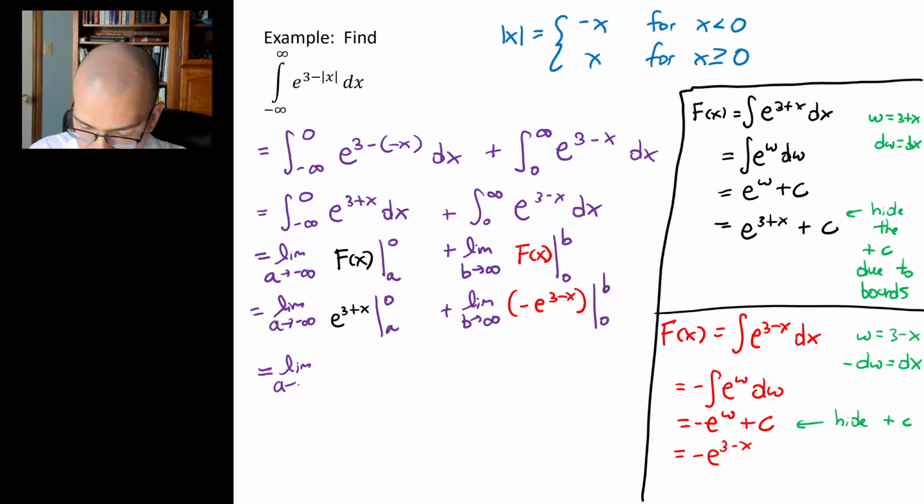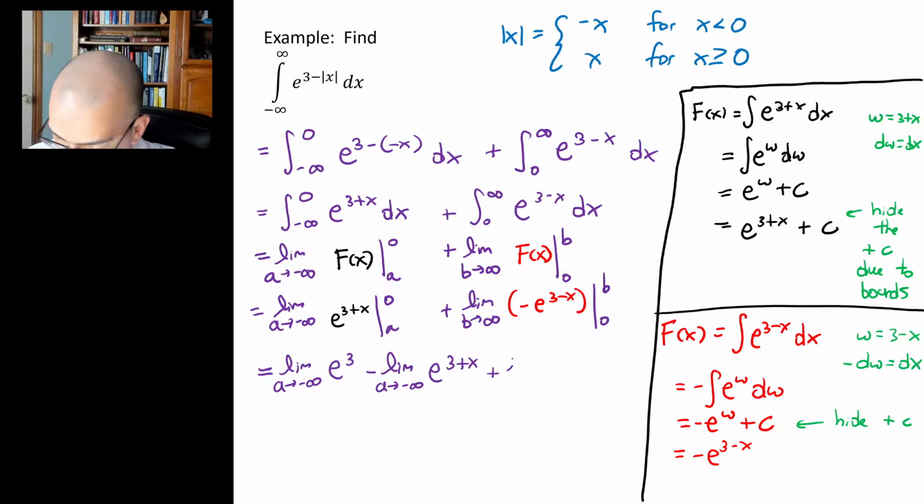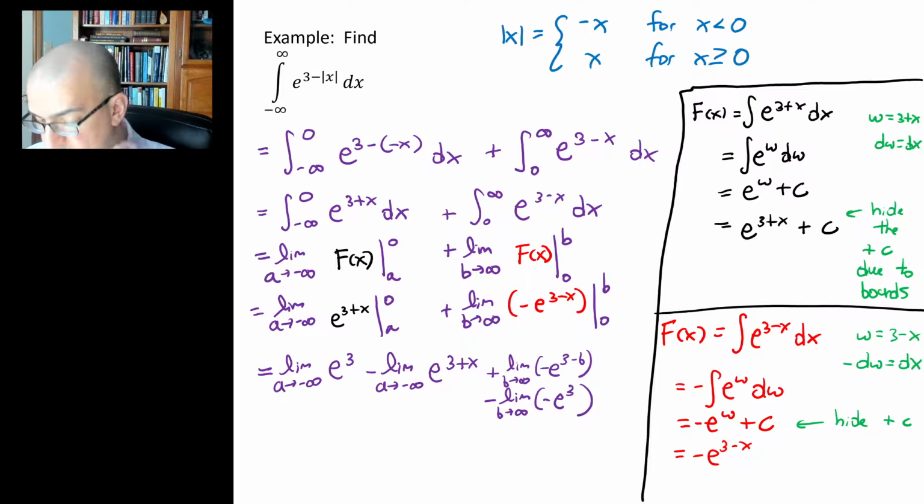Limit a approaches minus infinity of e to the 3 plus x. And for the second part, we'll have plus limit b approaches infinity of negative e to the 3 minus b, minus limit b approaches infinity of minus e to the 3, replacing x with 0.